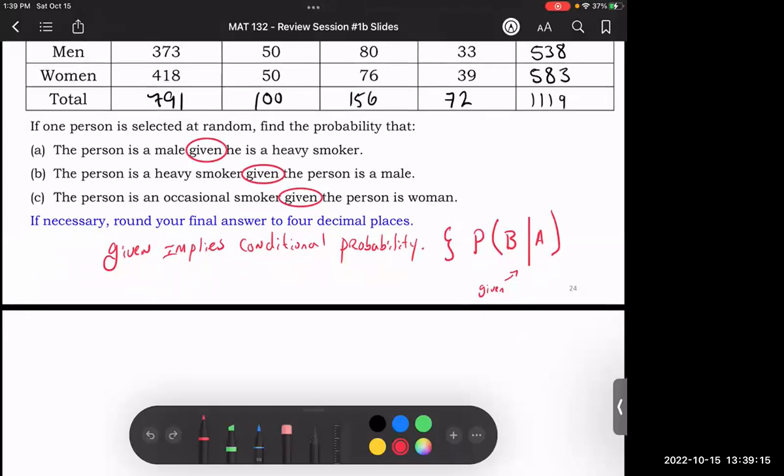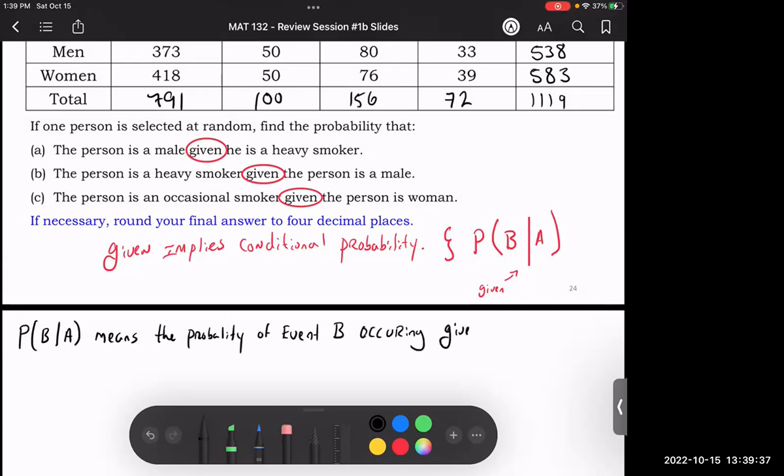So in plain English, that notation, probability of B given A, means the probability of event B occurring given that event A already occurred.